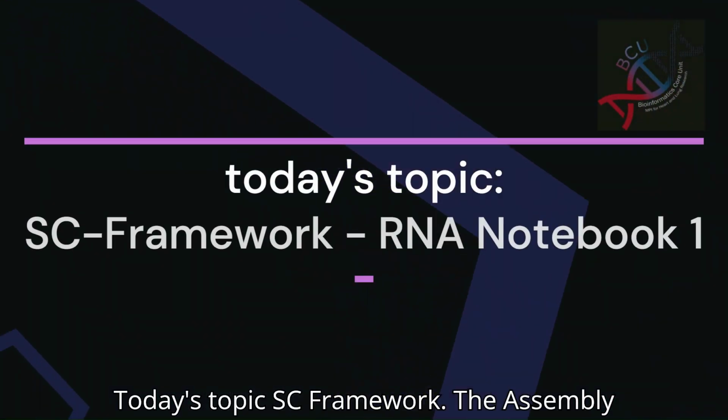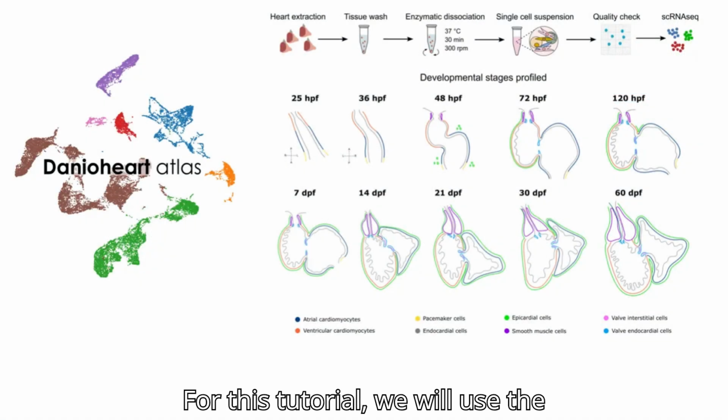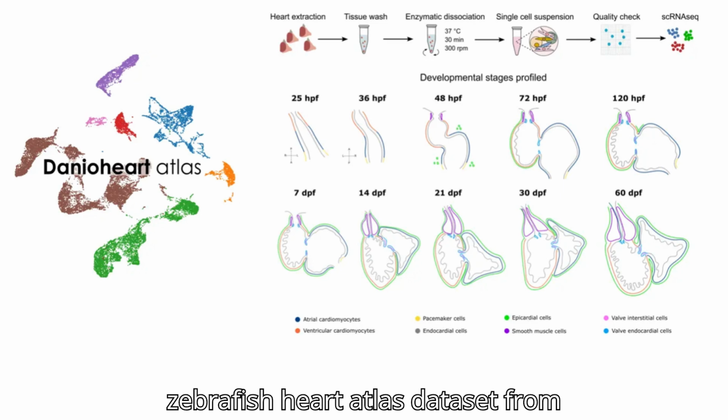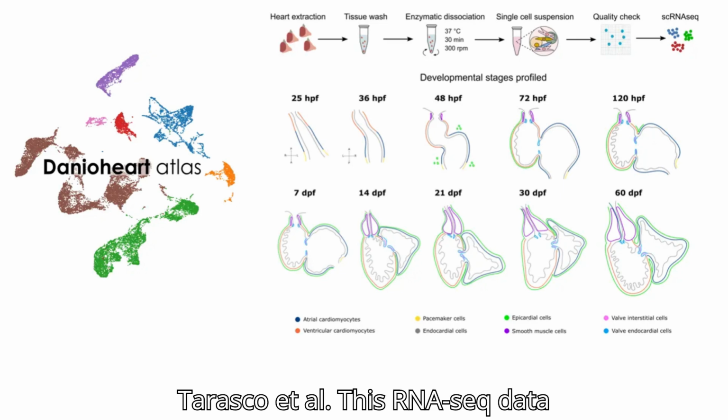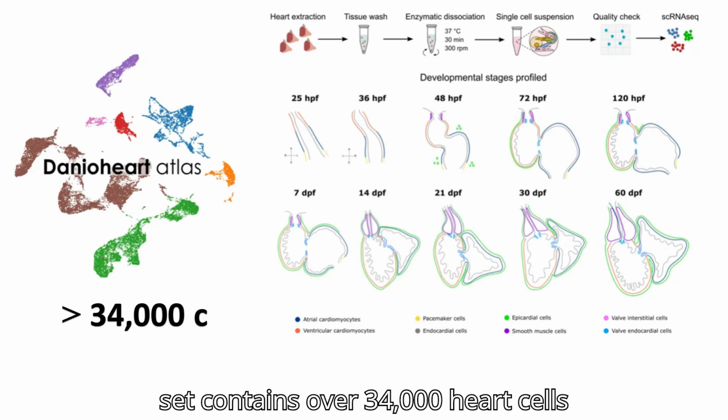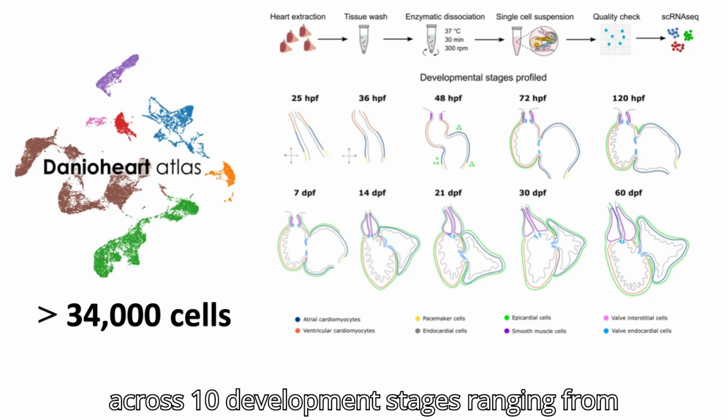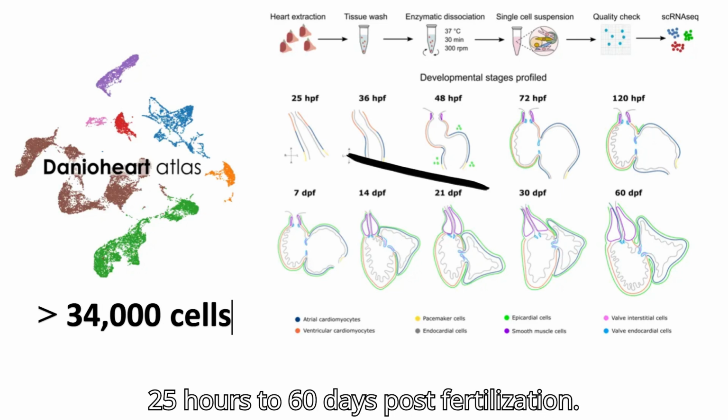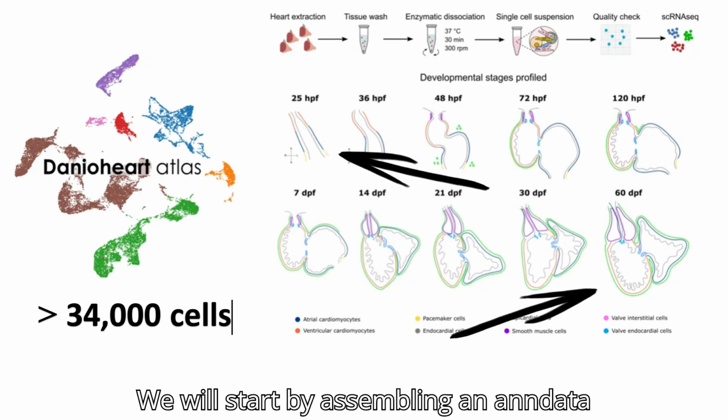Today's topic, SC Framework, the Assembly Notebook. For this tutorial, we will use the Zebrafish Heart Atlas dataset from Tarasco et al. This scRNA-seq dataset contains over 34,000 heart cells across 10 development stages, ranging from 25 hours to 60 days post-fertilization.